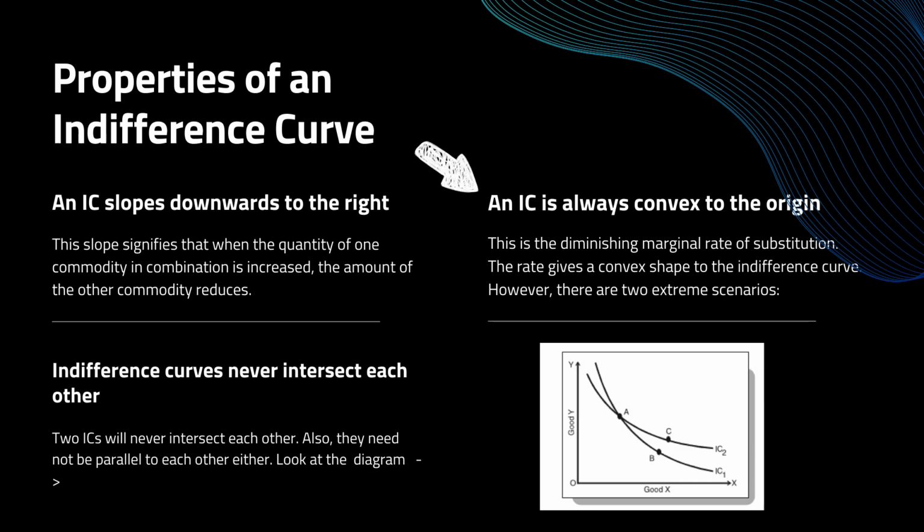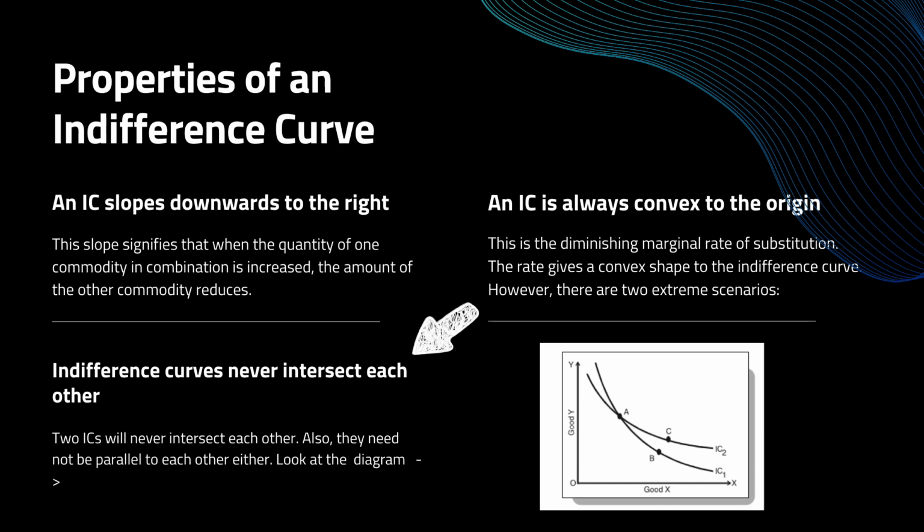Second, an IC is always convex to the origin. The diminishing marginal rate of substitution gives a convex shape to the indifference curve. However, there are two extreme scenarios. Two commodities are perfect substitutes for each other. In this case, the indifference curve is a straight line, where MRS is constant. Two goods are perfect complementary goods. An example of such goods would be gasoline and water in a car. In such cases, the IC will be L-shaped and convex to the origin.